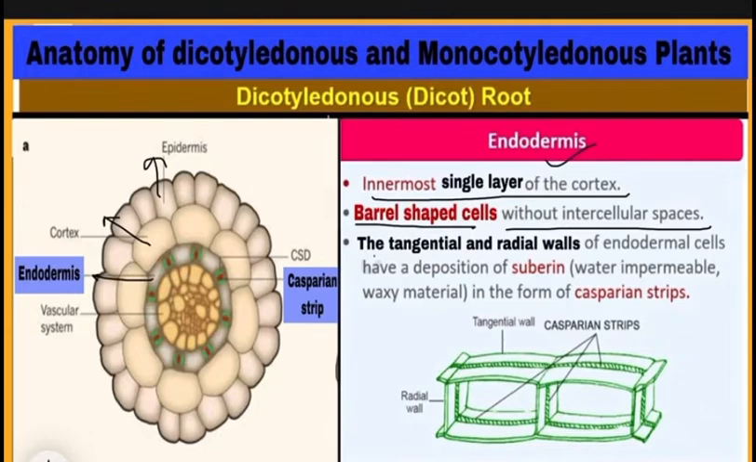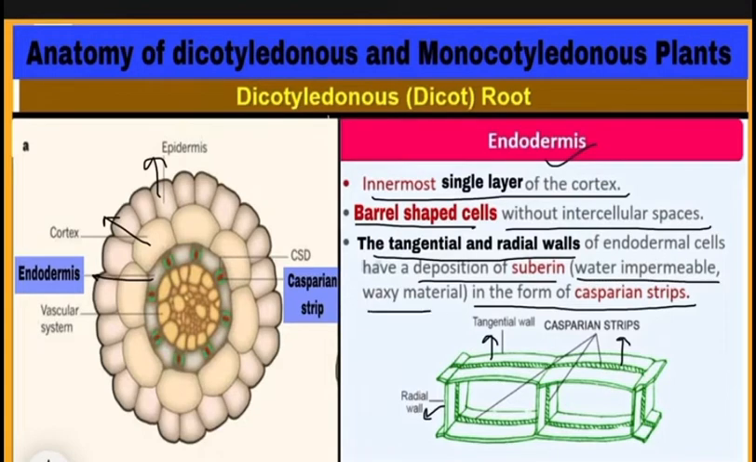Also, the tangential and radial walls. This is tangential wall. This is the radial wall of the endodermal cells. They have got the deposition of suberin. इसके ऊपर सुब्रिन की डिपोजिशन होती है in the form of Casparian strips. These are Casparian strips. This suberin material is water impermeable and it is a waxy material.